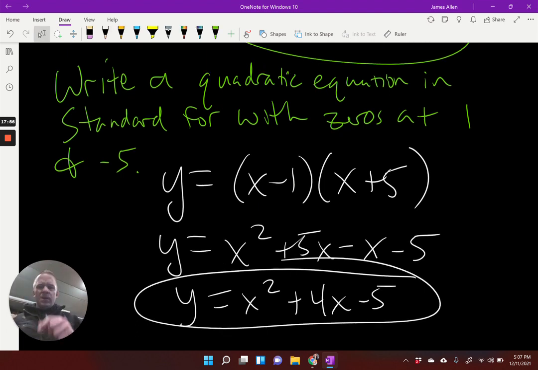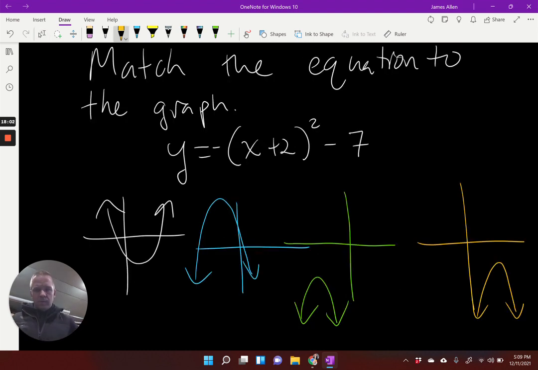I don't know. Let's see how we can do some graphing. All right? So I think graphing is always a little weird for multiple choice. All right. We're going to match the equation to the graph, okay? Or it could go vice versa. I can give you a graph, pick the equation.